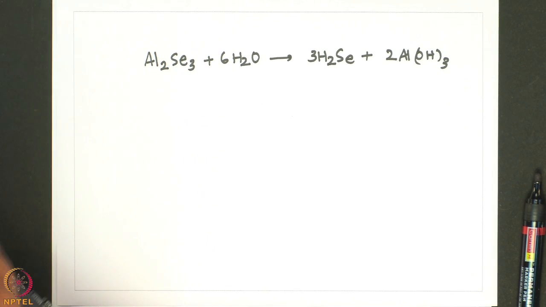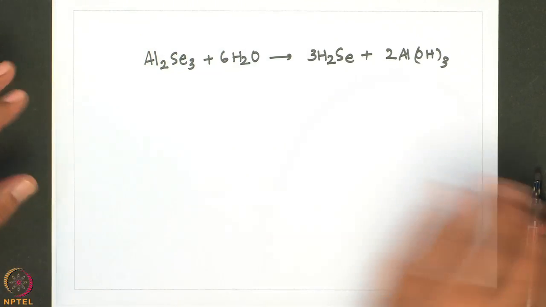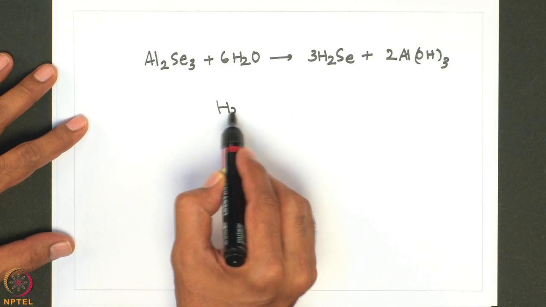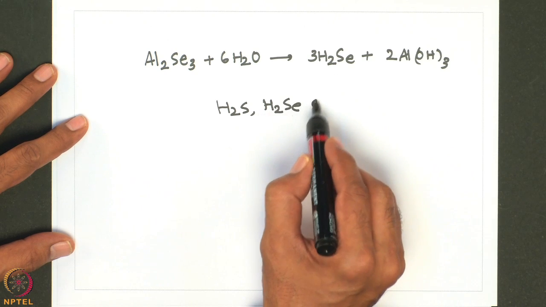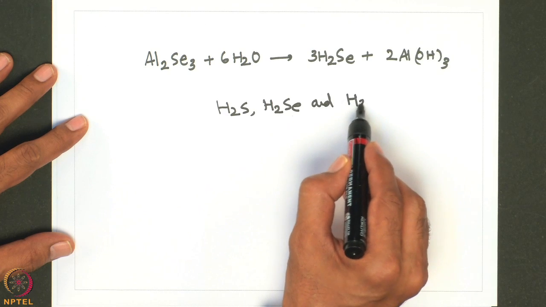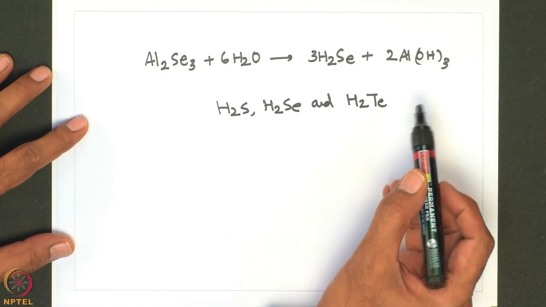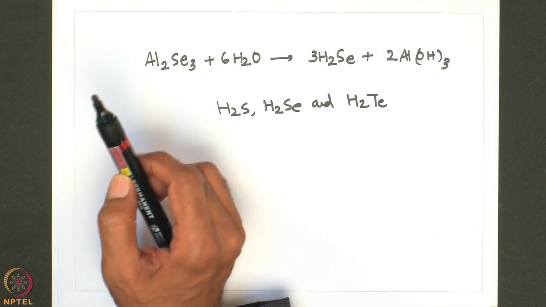The enthalpies of formation of H2S, H2Se and H2Te indicate that the sulfide can be prepared by direct combination of H2 and sulfur. It is more stable with respect to decomposition into its elements than H2Se or H2Te, that means selenium or tellurium hydrides. Let me stop at this stage.